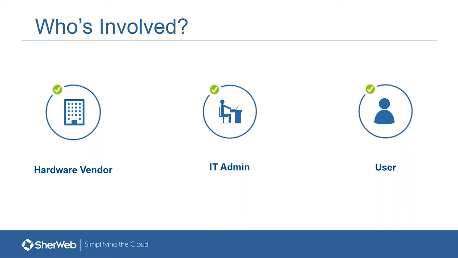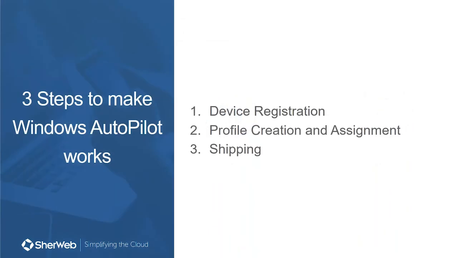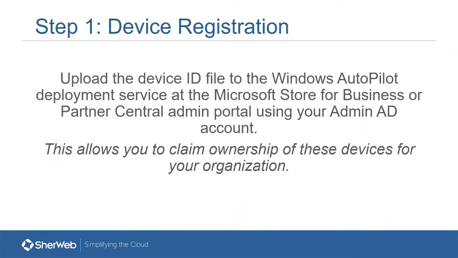Okay. So now let's take a look at how Autopilot works. There are three key entities involved in Windows Autopilot deployment: the hardware vendor, the IT admin, and the user. Each are playing an important role. There are three easy steps to get everything working properly. So the three steps are device registration, profile creation and assignment, and finally, shipping.